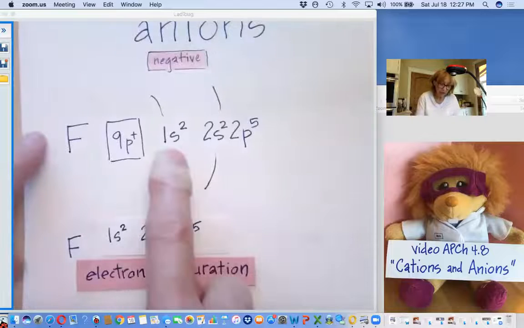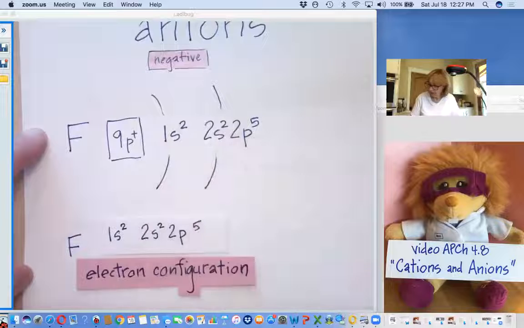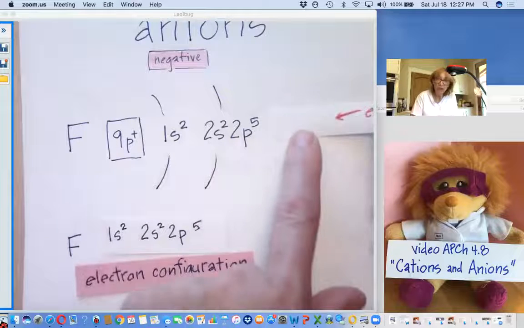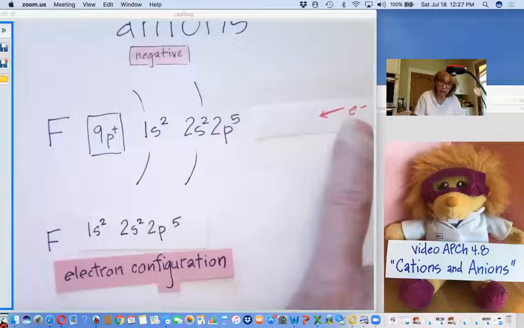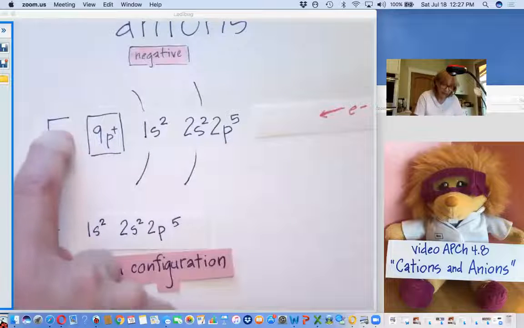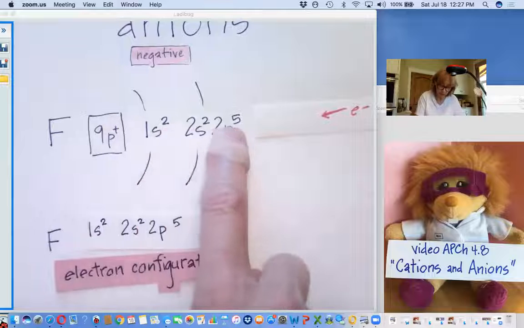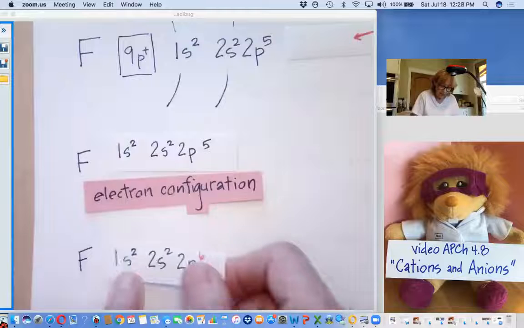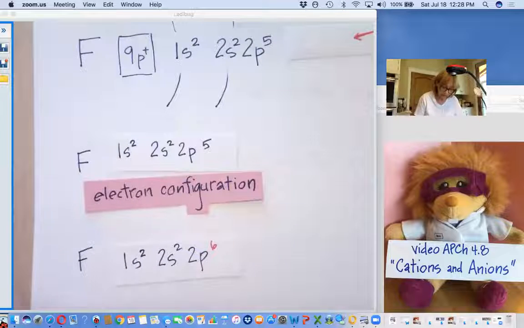We see that the electrons are occupying 2 energy levels. Now, let's suppose that an electron was added to this atom. So here comes an electron from somewhere else, and it's going to be added to this atom. In that case, we'll still have 9 protons, but instead of 9 electrons, we're going to have 10 electrons. And that gives us an electron configuration like this.